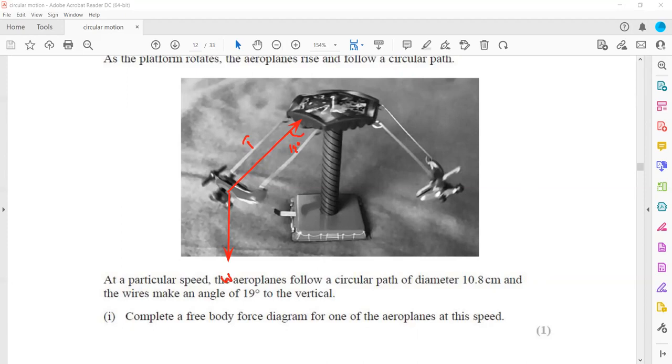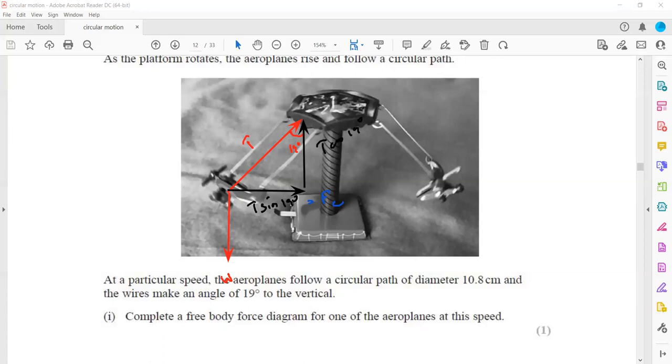Weight is acting downward, so there will be a centripetal force. This tension will have 2 components. The one which is with the angle will be T cos theta, so this will be equal to T cos 19. And the one which is against the angle is T sin 19. T sin 19 is directed towards the center, so it is responsible for the centripetal force. So Fc, the centripetal force, is T sin 19. And T cos 19 is acting upward, weight is acting downward.